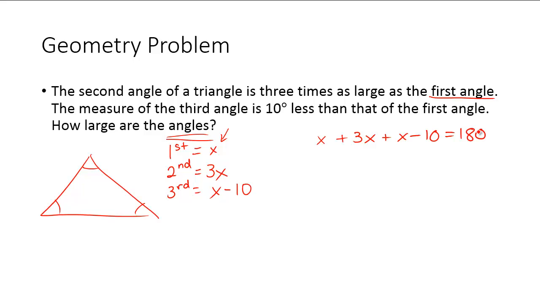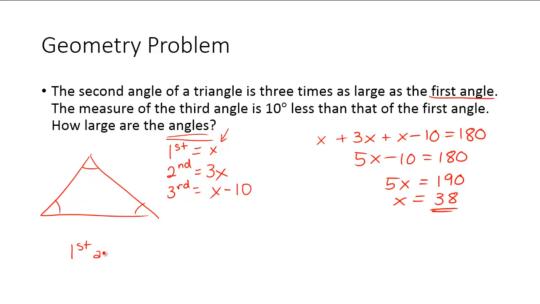We can then solve this equation saying there's 1x, 3x, and another x, that's 5x minus 10 is 180. Add 10 to both sides, and you get 190. And then take 190 and divide by 5, gives you 38. So you know one angle is 38, the second angle is 3 times 38, and the third is 10 less than 38. So you would answer a final answer.